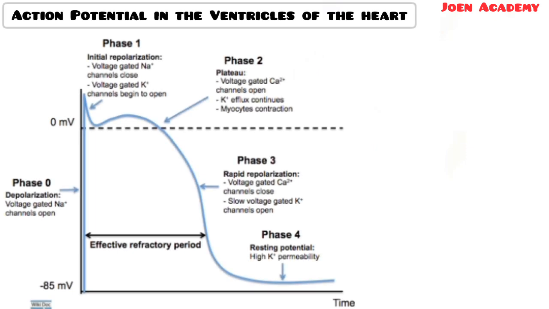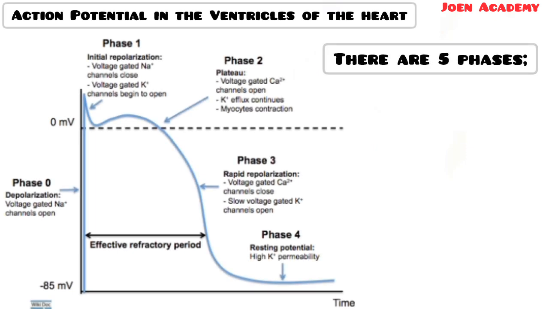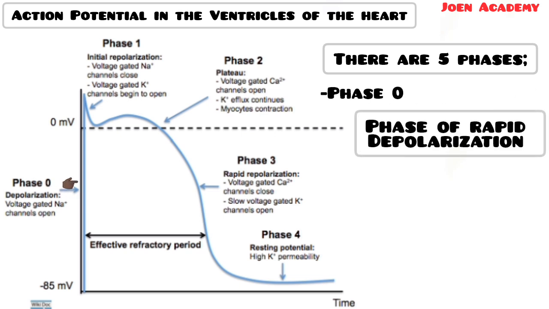The action potential in the ventricle has 5 phases, from phase 0 to phase 4. Phase 0 is also known as the phase of rapid depolarization with overshoot. In this phase, the resting membrane potential rapidly drops from minus 90 mV to 0 mV and then reverses in polarity so that the inside is positive, about plus 25 mV relative to the outside. The reason for this is the opening of voltage-gated sodium channels with a rapid influx of sodium ions and some calcium ions. The gates open when the resting membrane potential drops to about minus 60 mV.